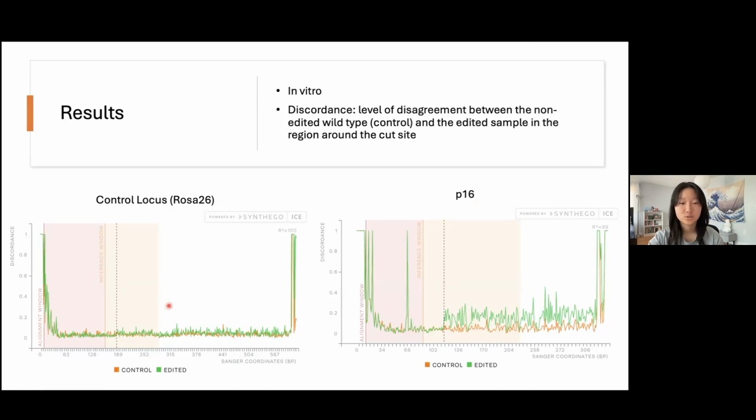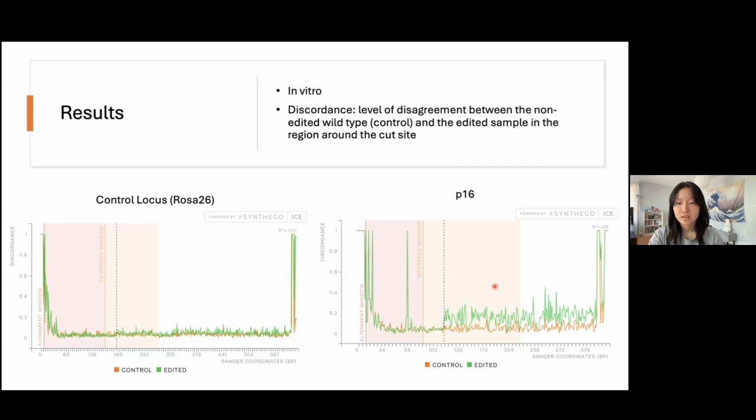We can look at the control first, and we see that the green line is the edited and the orange is the control, and this entire area, they are overlapping. So we know that our control is working and the sequence hasn't been changed and P16 hasn't been knocked out.